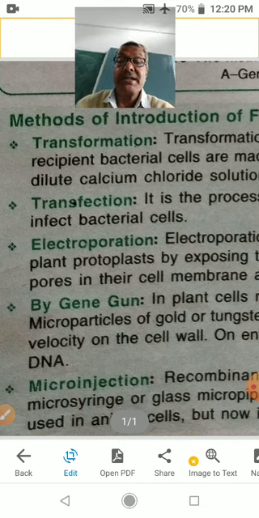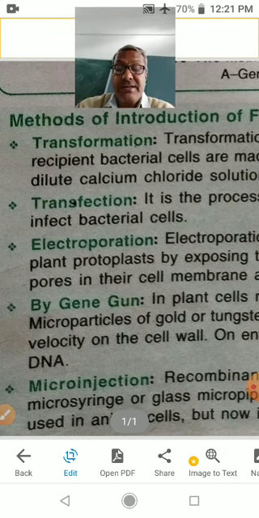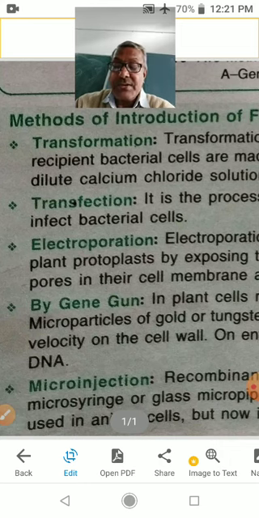Third method is electroporation. Electroporation is the introduction of recombinant DNA into bacterial cell or plant protoplast by exposing them to a very high voltage electric pulse. This causes transient pores in their cell membrane and allows foreign DNA to enter the cell.